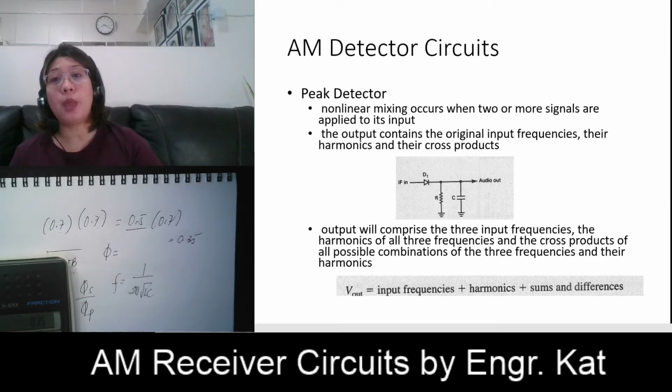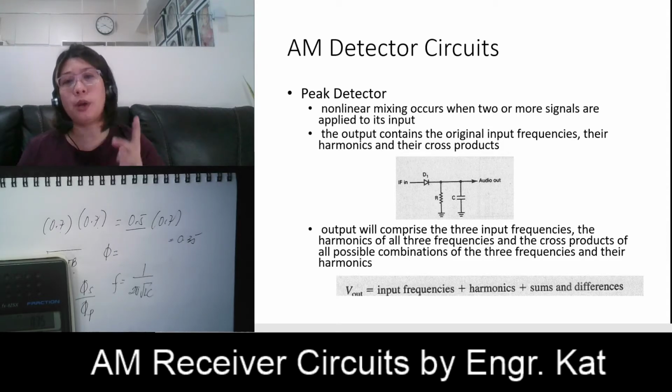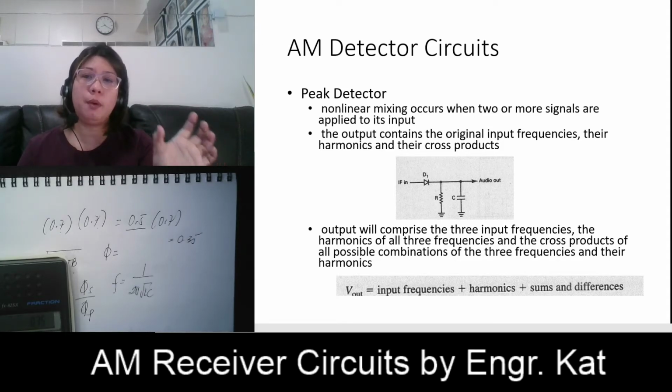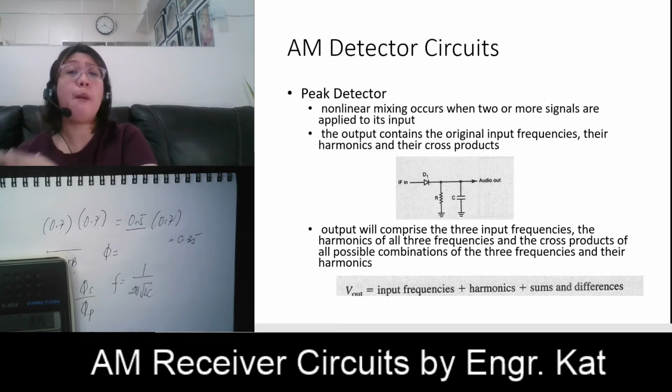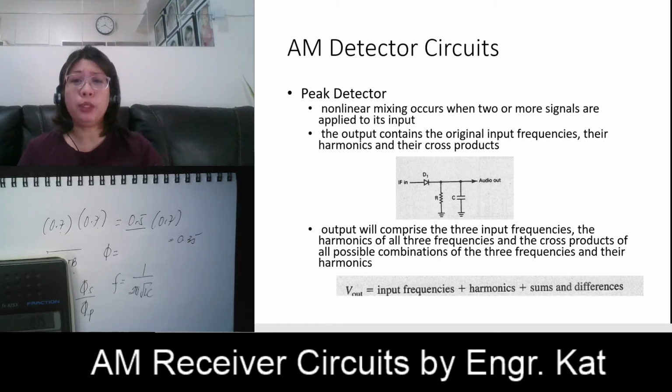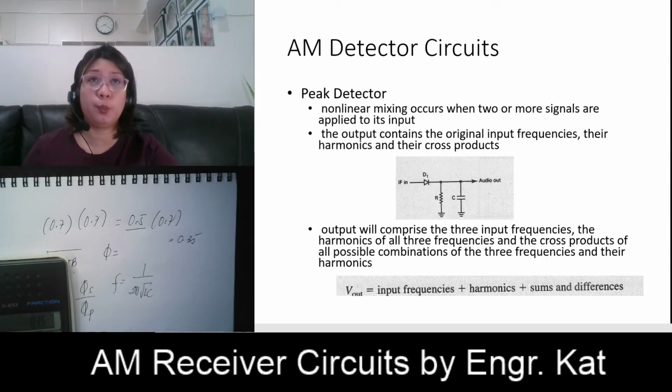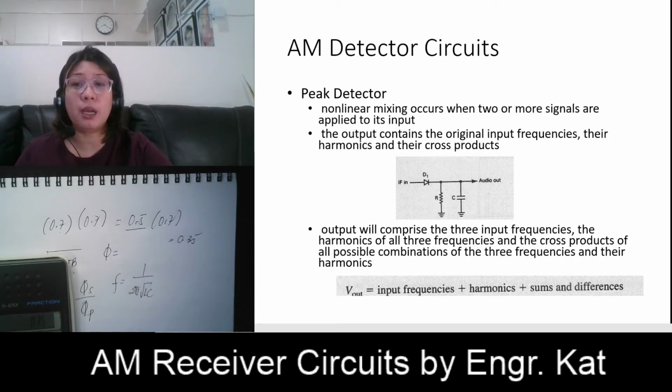However, our nonlinear device here is your diode. So the input for our peak detector is the IF frequency coming from your IF amplifier stages. Okay, so the output contains the original input frequencies plus their harmonics and their cross products. For example, the output will comprise the three input frequencies, the harmonics of all three frequencies, and the cross products of all possible combinations of the three frequencies and their harmonics.